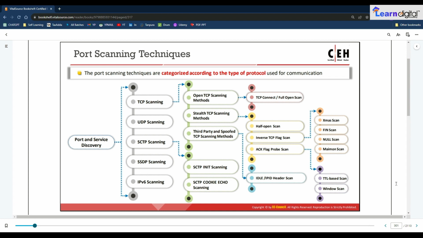Moreover, sometimes users unknowingly keep unnecessary open ports on their system. An attacker takes advantage of such open ports to launch an attack. So, in this session, we will learn the common ports and corresponding services along with the various port scanning techniques and tools used by the attacker to perform port scanning.